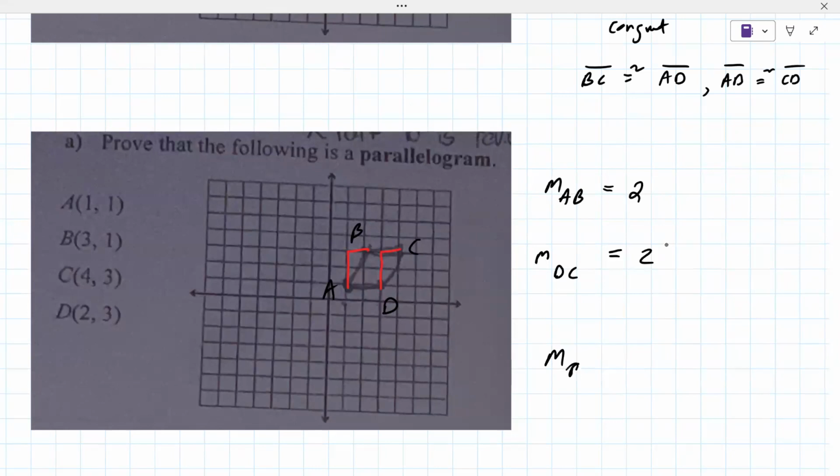What is the slope from B to C? It's a horizontal line. What's the slope of a horizontal line? Wouldn't it also be two? Nope, it's a horizontal line, B to C. Should I just solve it? Yeah, why don't you use the slope formula? Okay, I got two over one. Is that correct?